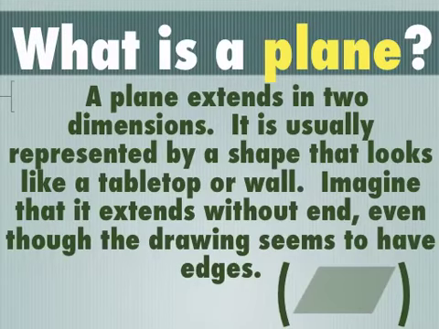What is a plane? A plane extends in two dimensions. It's usually represented by a shape that looks like a tabletop or wall. Imagine that it extends without end, even though the drawing seems to have edges. Just like a line, we're limited because we have to represent planes and lines on paper. So in my parentheses, I have a shape that looks like a parallelogram representing my plane, and notice that it does look like it has edges.